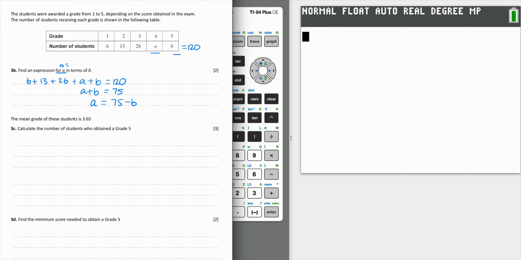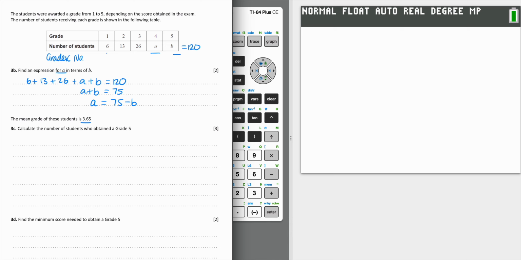So the mean grade, we're now told, is 3.65. And we need to calculate how many students got a 5. So basically it's asking us to find the value of B. In this situation, we can't use our GDC to find the mean, and that's why we need to know our formulas on how to find it by hand. So to find the mean by hand, we multiply the grade level by the number of students, or the frequency. So the grade times the number of students.